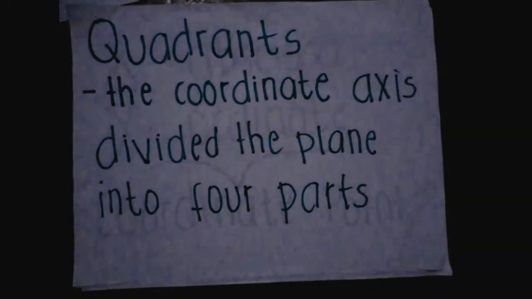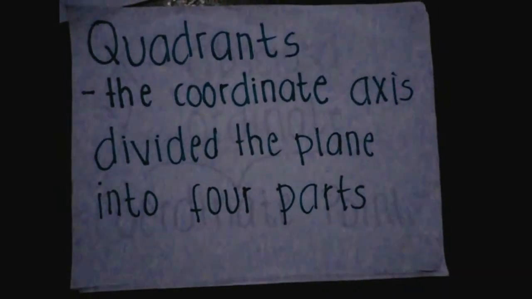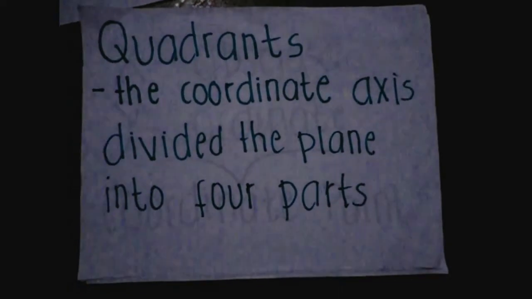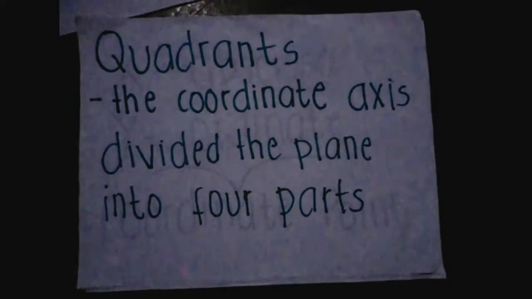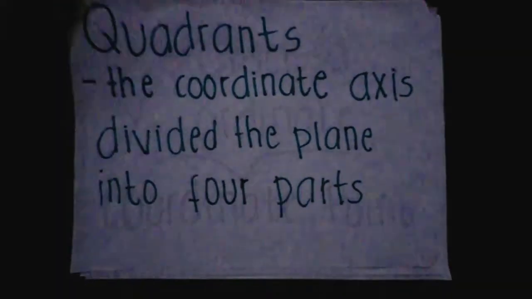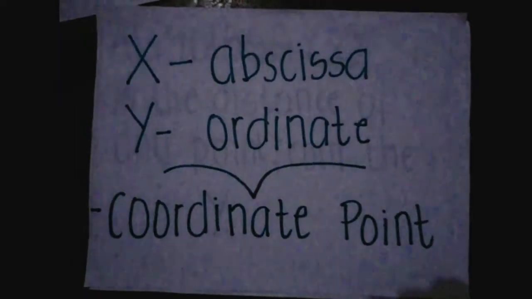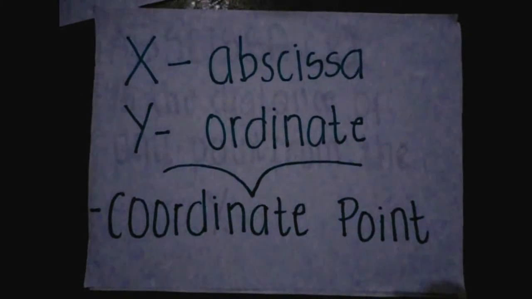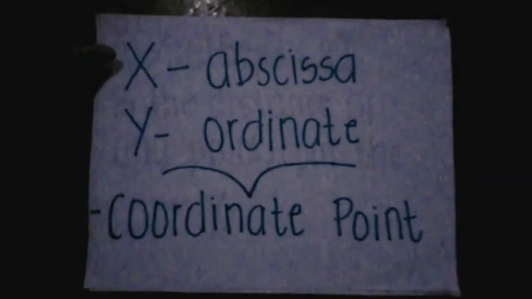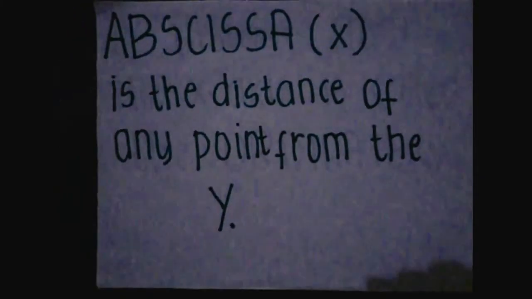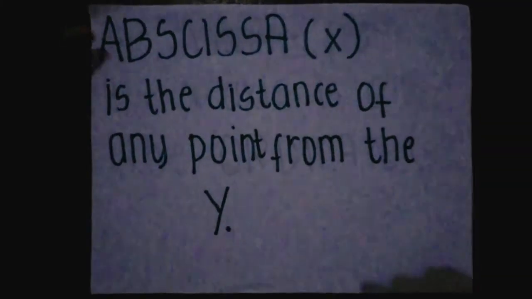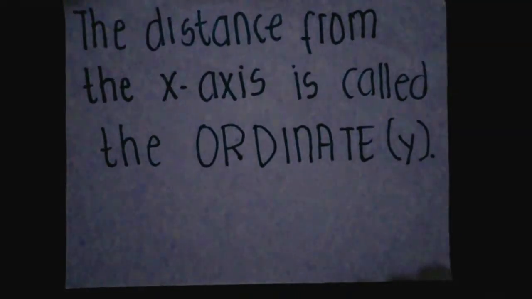Quadrant. The coordinate axes divide the plane into four parts: first quadrant, second quadrant, third quadrant, and fourth quadrant. The x-coordinate is called the abscissa. The y-coordinate is called the ordinate. The abscissa is the distance of any point from the y-axis, and the distance from the x-axis is called the ordinate.